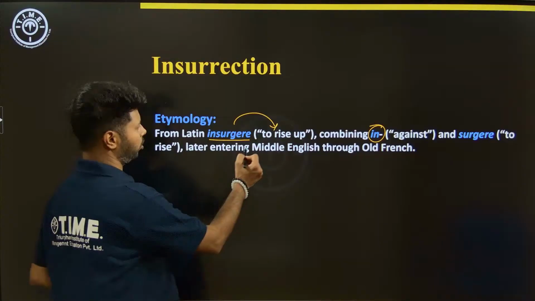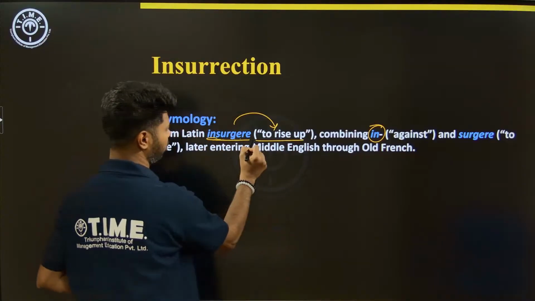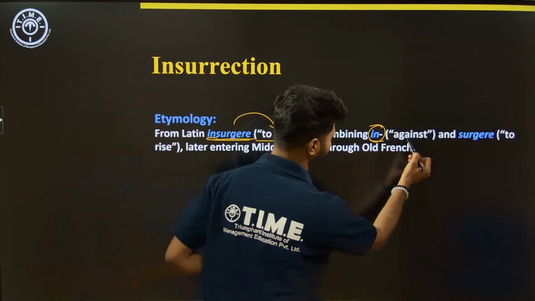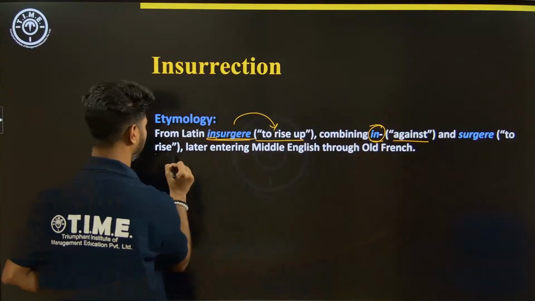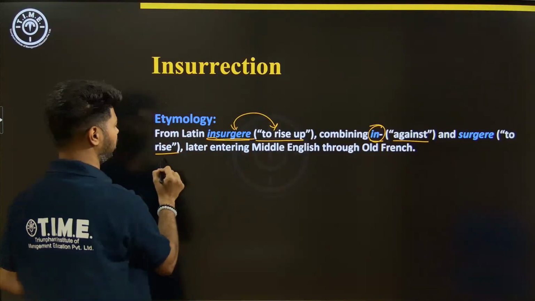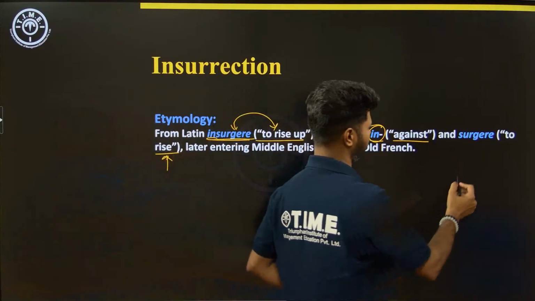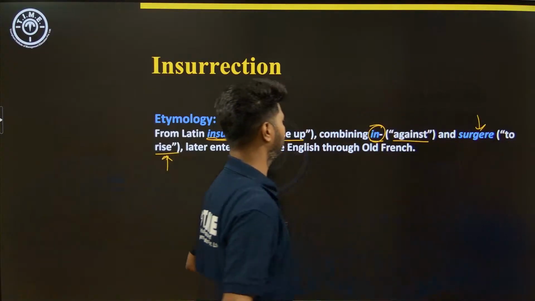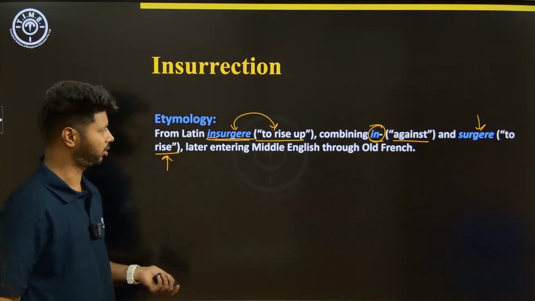All right. So insurgere is to rise up in Latin. In is against, and surgere is to rise. So this is a Latin word. These are the Latin roots that we have. Okay, against and rise against.